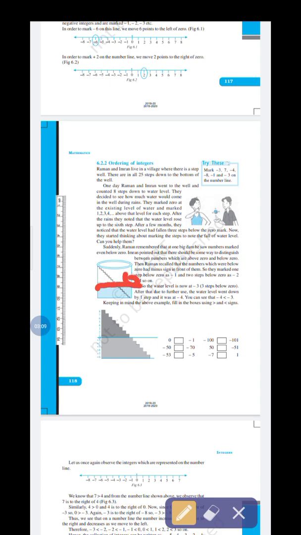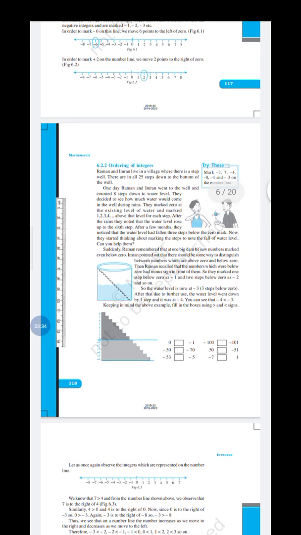They marked the existing level of water as 0. After that 0 they marked the steps as 1, 2, 3 and 4. After a few months they noticed, after the rain, that the water level rose up to the 6th step. After a few more months they noticed that the water level had fallen 3 steps below the 0 mark. So this is the 0 mark, and it has fallen 3 steps below it.